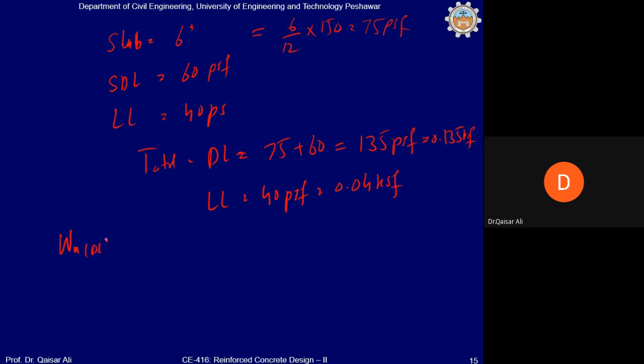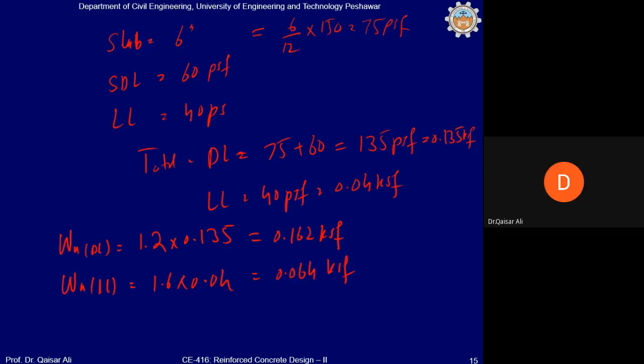From this you can calculate the ultimate dead load, WU dead load. It is equal to 1.2 multiplied by 0.135, will be equal to how much? 1.2 multiplied by 0.135. Hurry up. 0.162 ksf. Okay. Similarly, WU live load, that is ultimate live load, is equal to 1.6 multiplied by 0.04, is equal to how much? 0.064, sir.